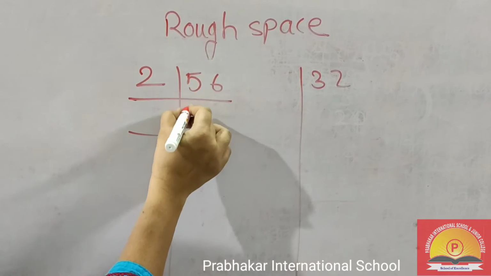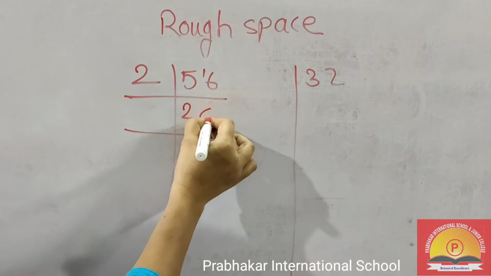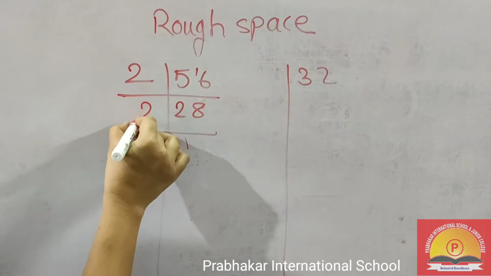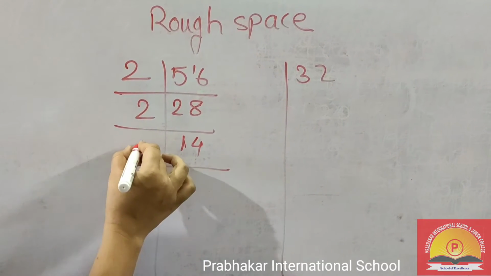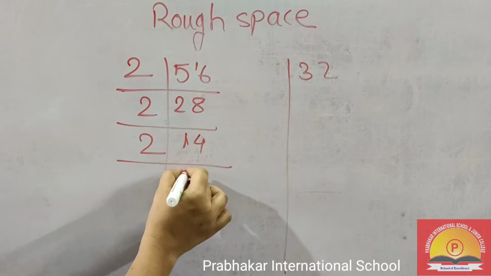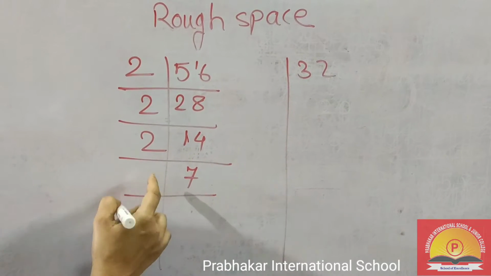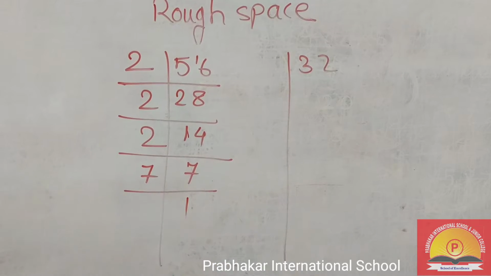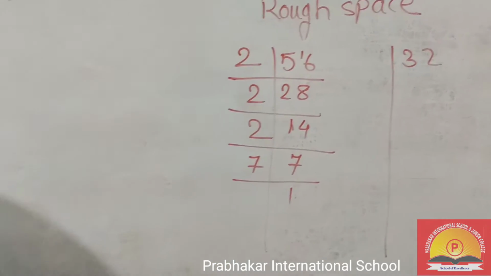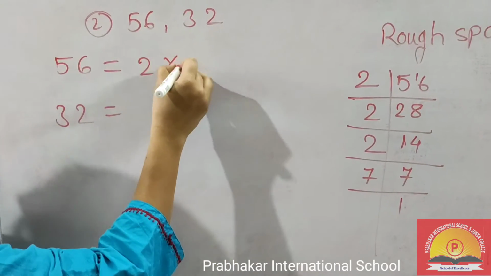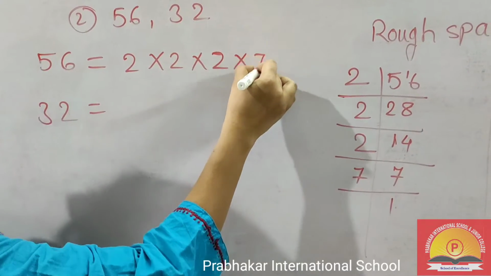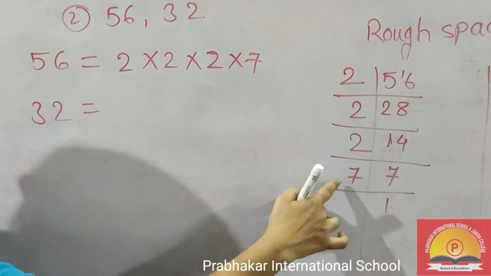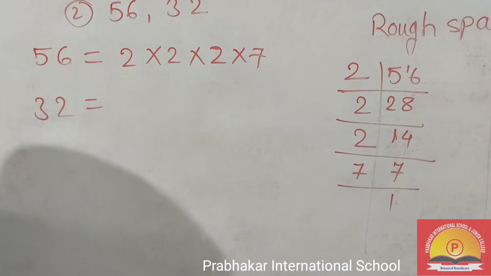You can see 2 2s are 4, 1 carry over, 2 8s are 16, 2 1s are 2, 2 4s are 8. Again divisible by 2, 2 7s are 14 and 7 1s are 7. So these are the factors of 56 right here. 2 into 2 into again 2 into 7. 1 2 3 and 7. All factors I have written.